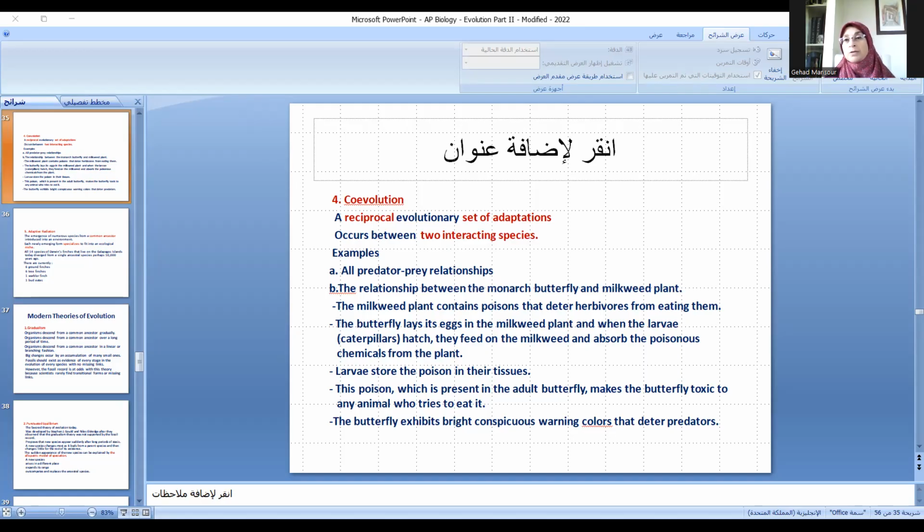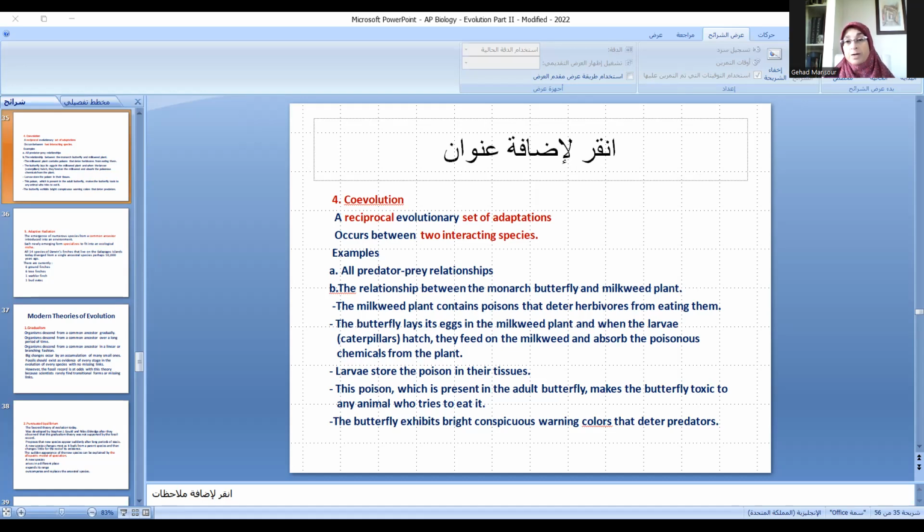And because the adult butterfly is poisonous, just like any other poisonous insect, it has very bright and conspicuous colors. And usually these bright conspicuous colors are protective for the butterfly, and meanwhile protective for the milkweed, because they tell the predators that we are poisonous.